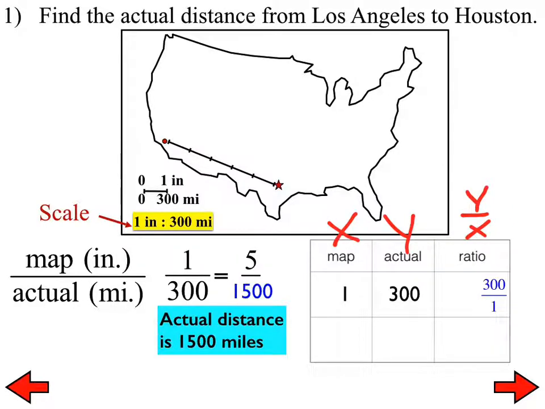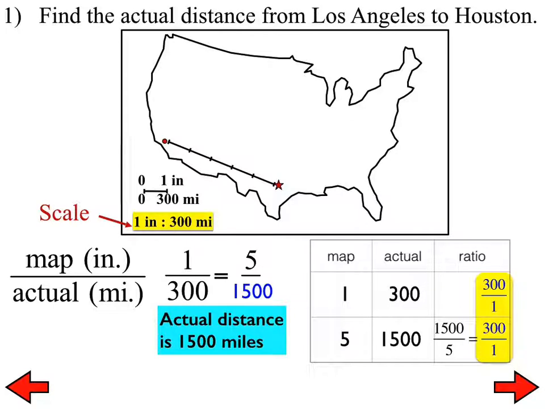And then we're going to do the same thing with the other two values that we got. 5 inches on the map is 1,500 miles. And if we write that as a ratio of y over x, we get 300 over 1. So you can see, since our ratios are equivalent to each other, we did find the right value. This is a proportional relationship. We're just sort of tying it together to what we've been doing for quite some time now.